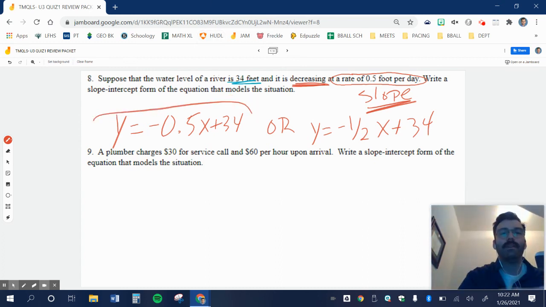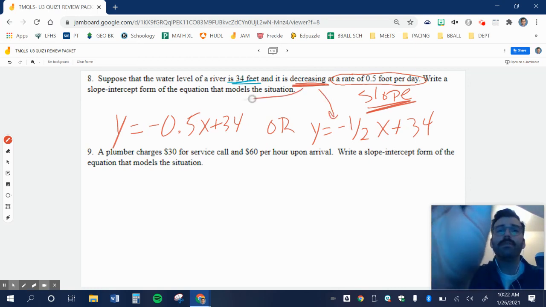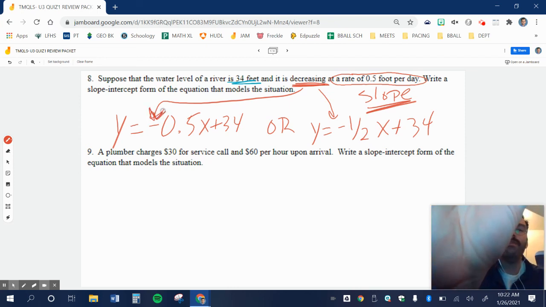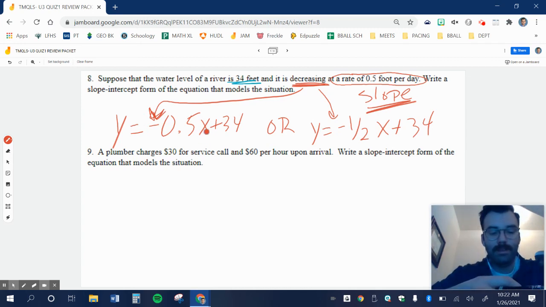All right. I'm assuming a lot of us will do this, and that's fine, especially for this problem, since it does say 0.5 feet per day. You know what I mean? Because it does use a decimal in the actual problem. But the most important part here is, since it says decreasing, there's going to be that negative. And it's saying that there's a rate. The rate is 0.5 per day. The rate was our slope.